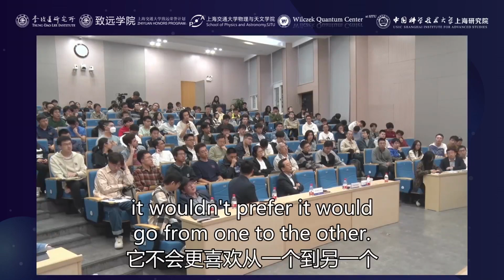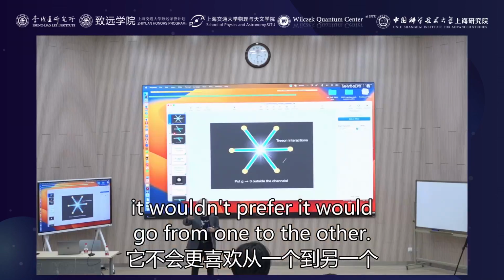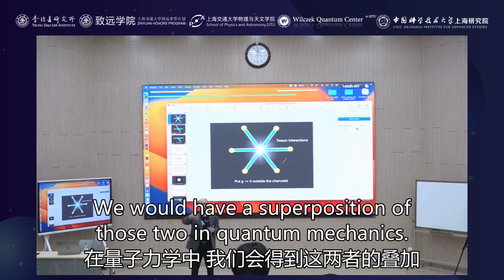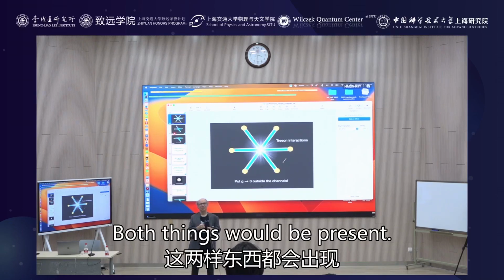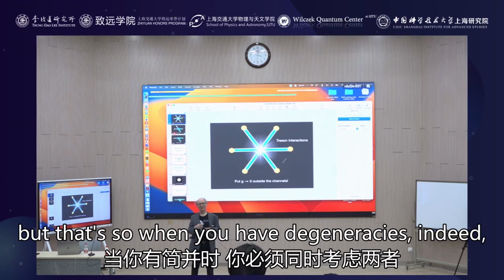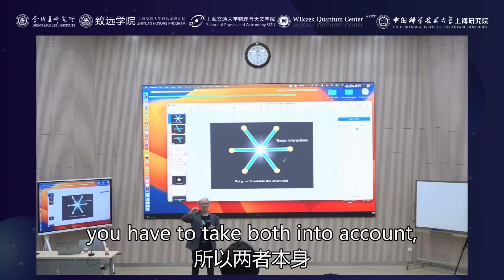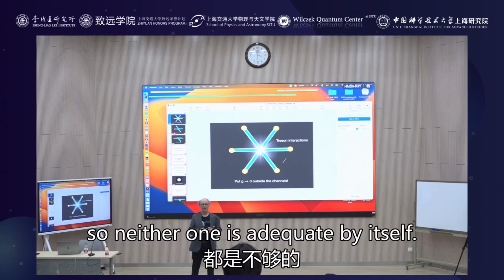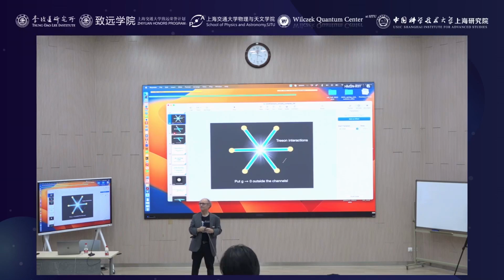It wouldn't prefer. It would go from one to the other. You would have a superposition of those two in quantum mechanics. You'd have both things present. Oh, I see. That's an example of what chemists sometimes call resonance. So when you have degeneracies, indeed, you have to take both into account, so neither one is adequate by itself. Very good question.